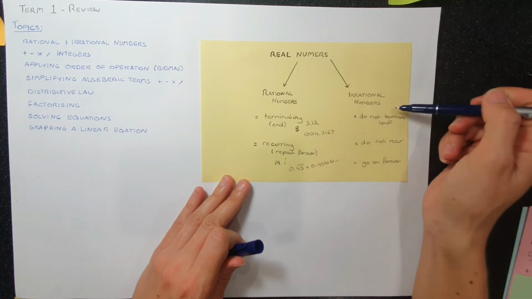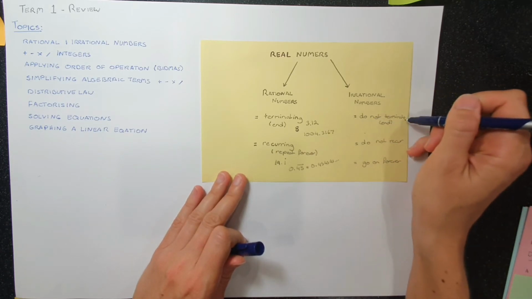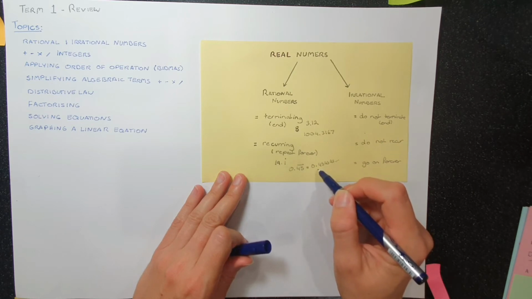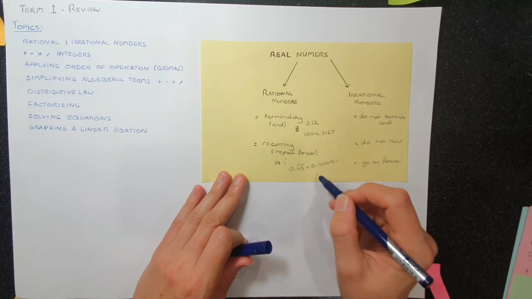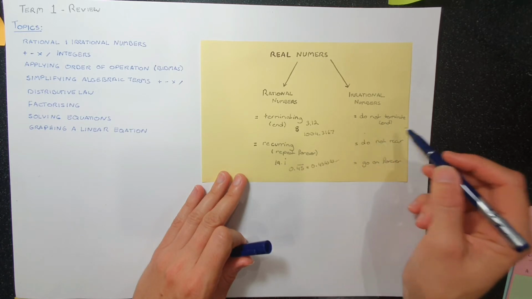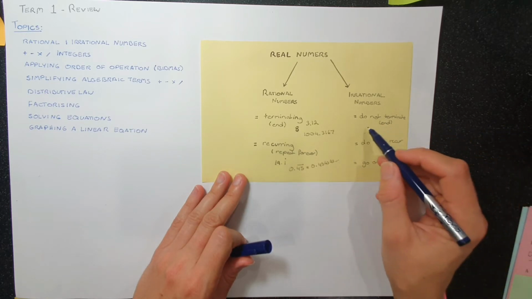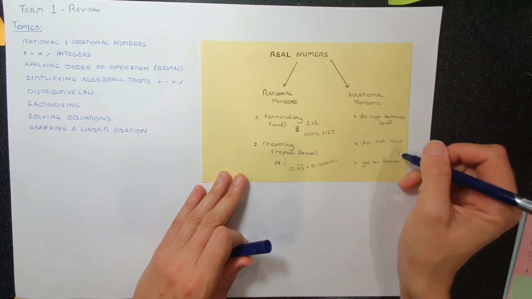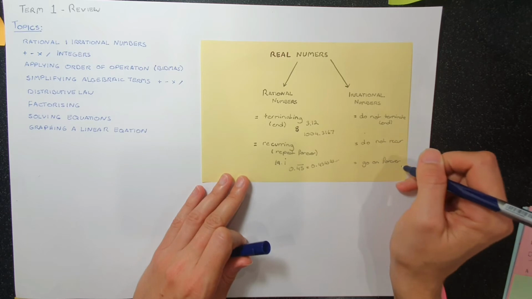Our irrational numbers do not terminate, which means they go on forever. Similar to these over here, only they don't have a number that is repeated, and they don't have a series of numbers that are repeated. So there's no repetition going on here. They do not end though. They also don't recur, and they go on forever and ever.